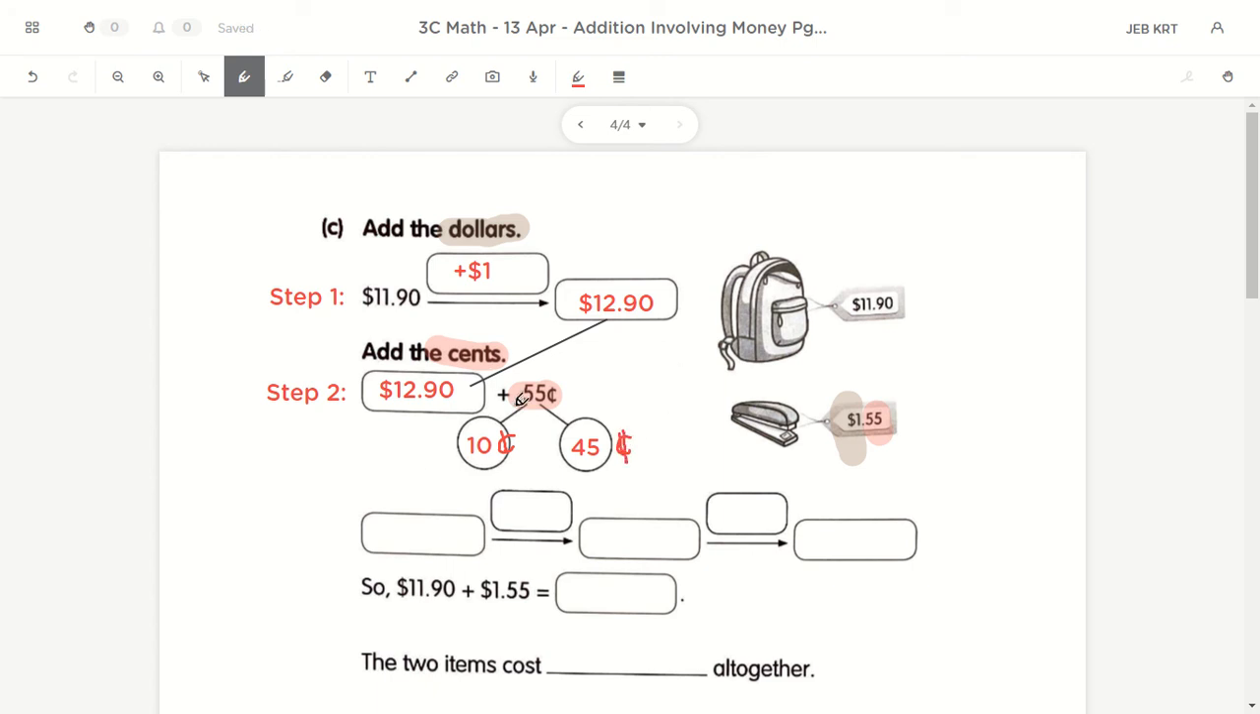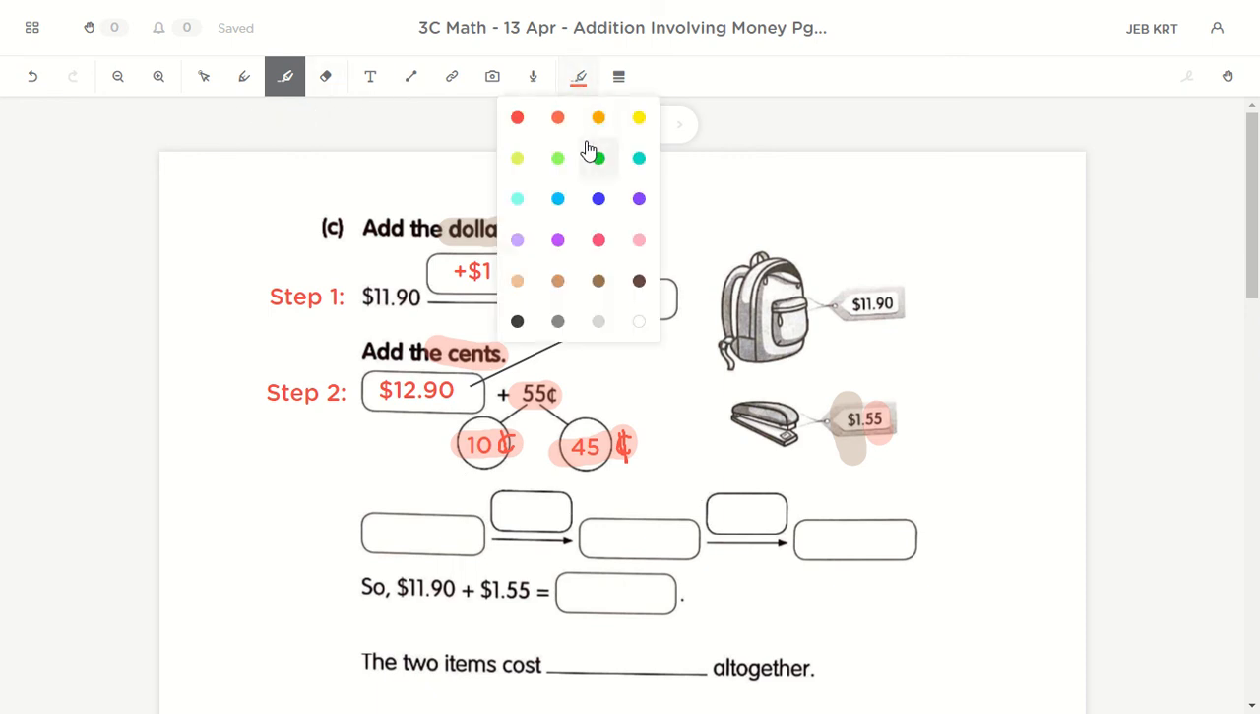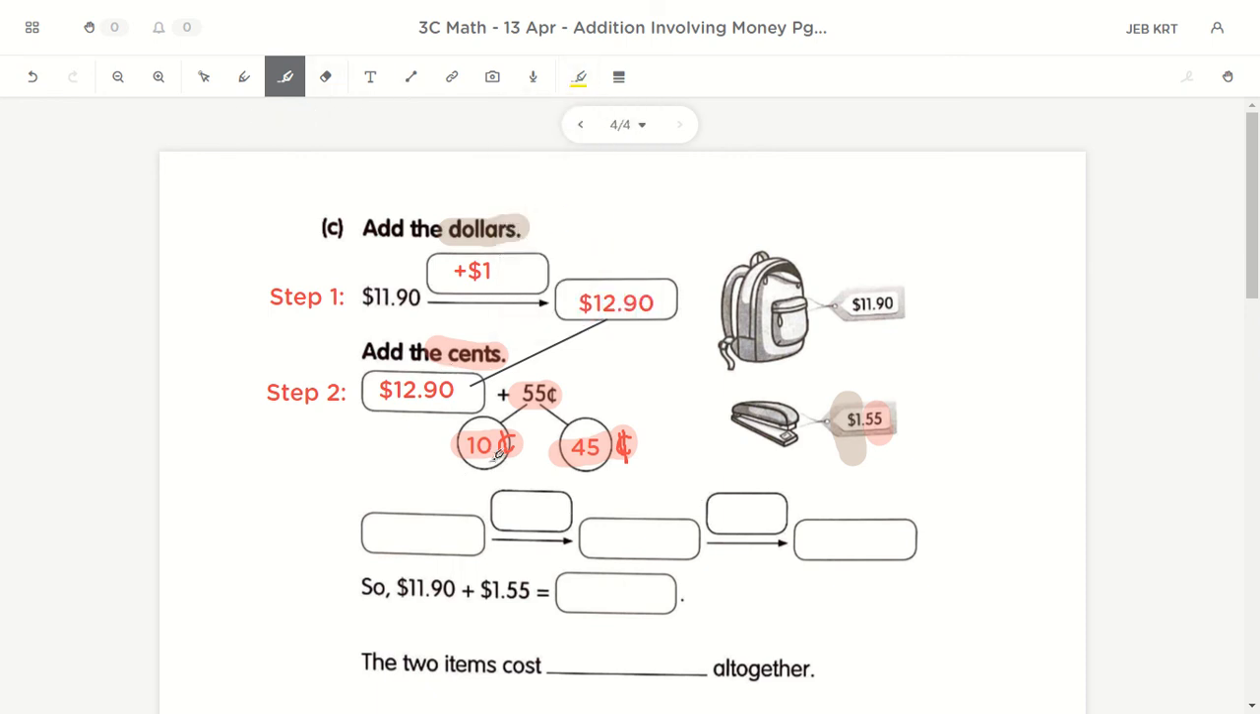So you realize that for 55 cents, I break it up into 10 cents and 45 cents. Why 10 cents and 45 cents? Because later on, I can add my 10 cents to my 90 cents, which will actually give me that $1, which is easy for me to add. So I don't use 30 cents, 25 cents, or any other combination, because 10 cents and 45 cents is the best combination I can use, because 10 and 90 give me that $1.